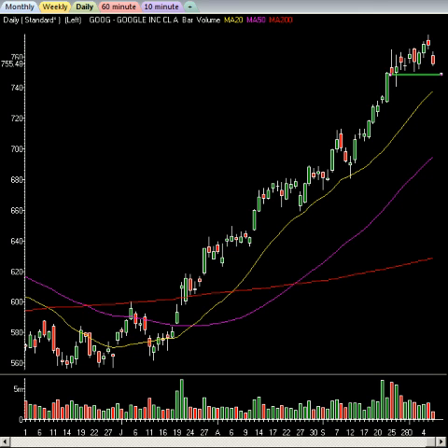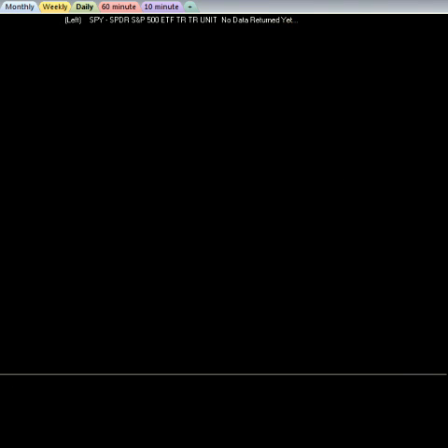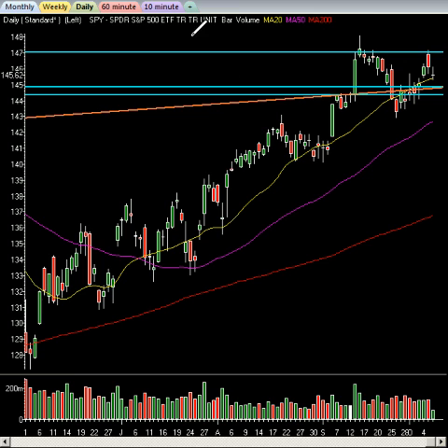JPM is slightly lower. Amazon is slightly lower. Goldman's slightly higher. But again, the big leaders today are Google and Apple to the downside. Those are putting pressure on this market. Again, it's all about trading the charts. The charts are your friends. Read them properly, and you can make a lot of money.